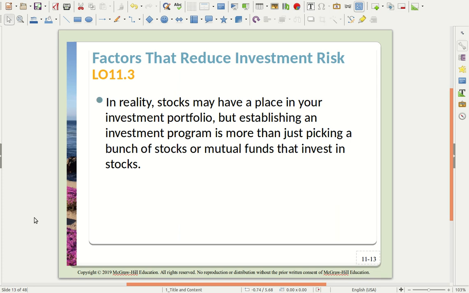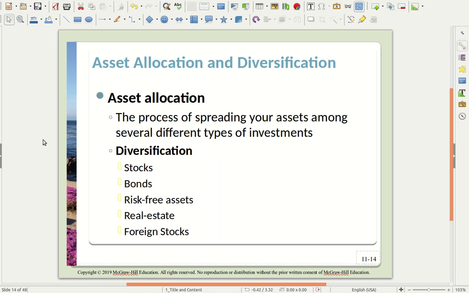Stocks do have a place in your investment portfolio. Now, investment portfolio is all of your investments. That's what that is. They call it a portfolio. You have to think about what it is you want to put in there. Stocks can have a place, but it's more than just picking a bunch of stocks to invest in. You have to think about which ones are really right for me.